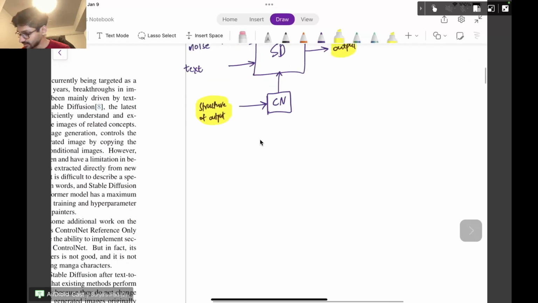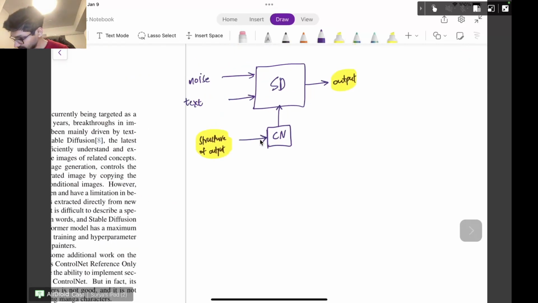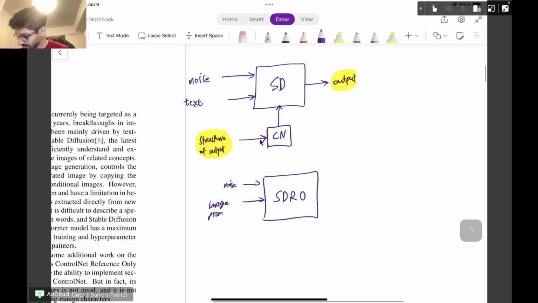So essentially, instead of doing something like this, the architecture that the authors propose here is Stable Diffusion Reference Only. And what it takes as input is, instead of text, it takes two images. So it takes the image prompt and it takes the blueprint image. And what it generates is a secondary painting of the image prompt that respects the blueprint image. So that is the idea behind this paper.